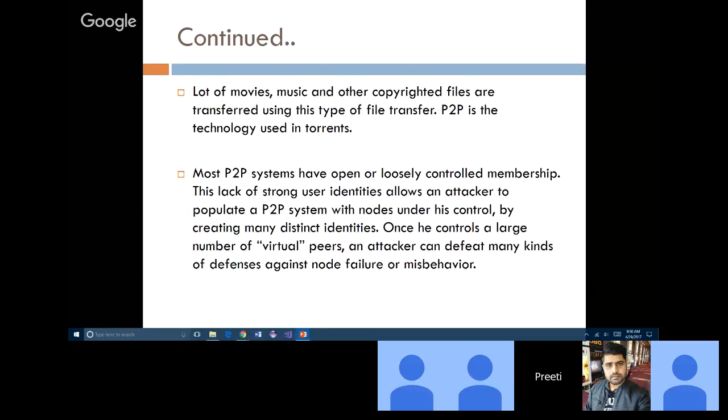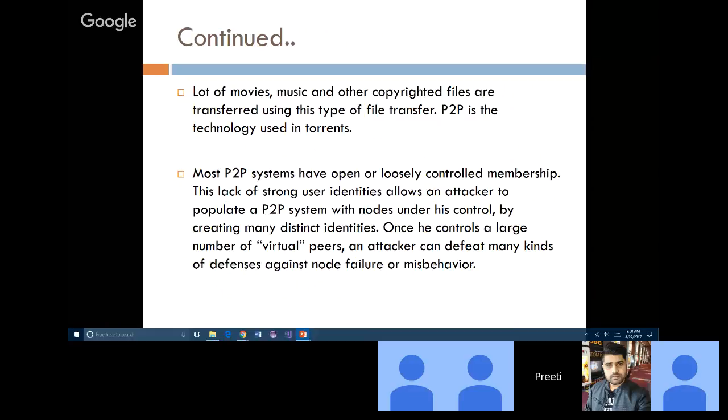For example, I think everybody might have heard about torrents. P2P is the technology that is used in torrents. A lot of movies, music, and other copyrighted files are transferred. It is not advisable to use that kind of technology for whatever is done in torrents, but that kind of technology is used in torrents.